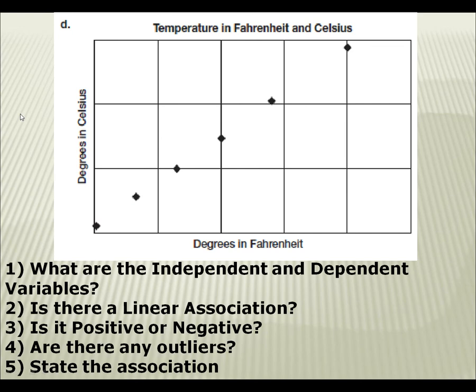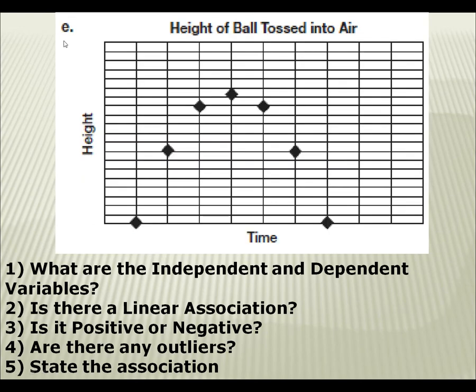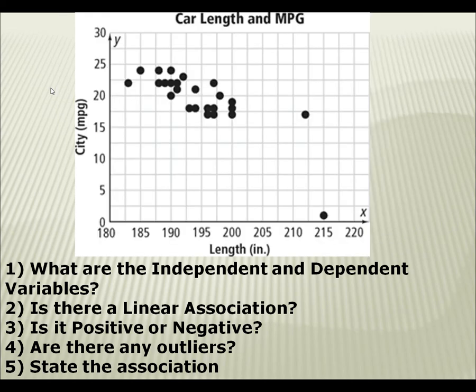All right. This would be F, even though it says E. Remember, this is F. So height of a ball tossed into air. So if you throw a ball in the air, as time goes on, what happens to how high the ball is up in the air? So answer these 5 questions. And this is question F. All right, moving on to our next one.